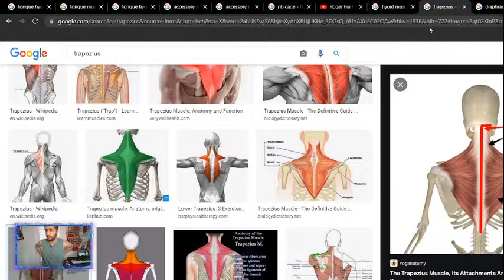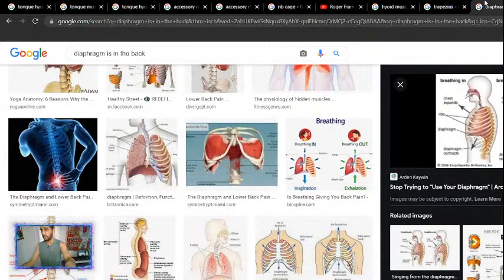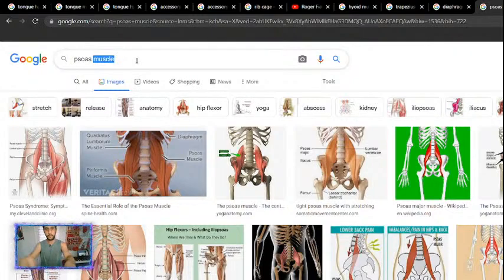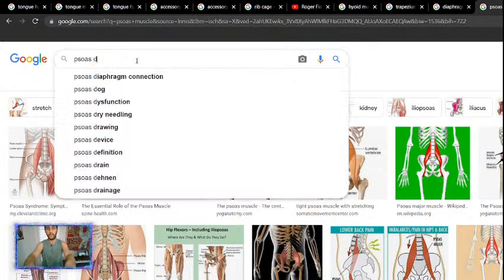Now, right about where you're feeling at the bottom of your ribs, that's where the trapezius ends. That's where your diaphragm links in, and that's also where your psoas muscle links in. As you can see here, that's the same area that the diaphragm is in, and your psoas muscle also links in from there. And what your psoas does is it pulls the diaphragm back.